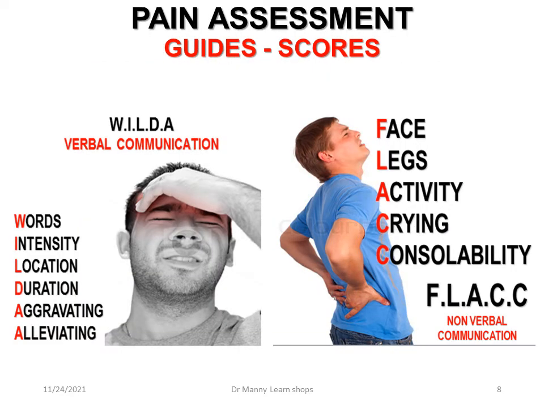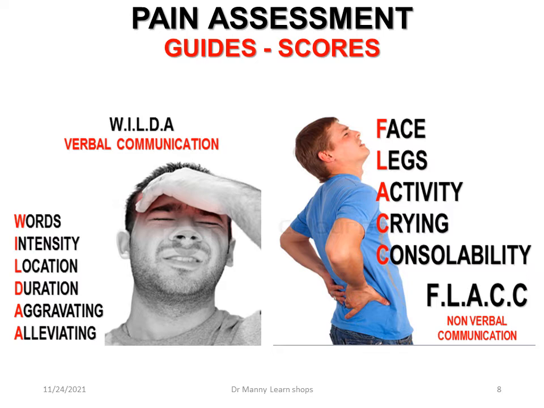Now, what are some of the pain assessment guides or scores that we can use to assess pain? Well, the two that I've chosen here are WILDA, which requires verbal communication, or FLAC, which is essentially non-verbal communication and seen as physical assessment. When we look at WILDA, we're talking about words. What's your pain like? The intensity, how bad is it? Location, where is it? Duration, how long has it been there? What aggravates it? What makes it better? All this information can be given verbally.